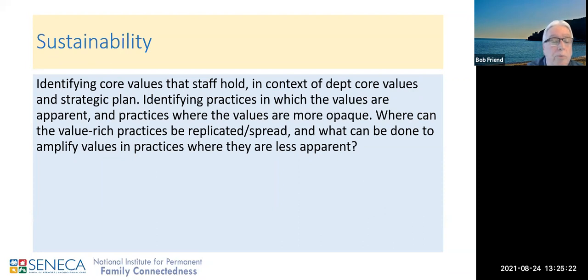The practices in which the values are apparent, and where the values are more opaque, becomes really important to say, where are our values present? How well are we communicating our values within our practice and procedures? And where do we want to focus to either hold ourselves more accountable or to further illuminate those practices so that they're really apparent in what we do and why we do it?